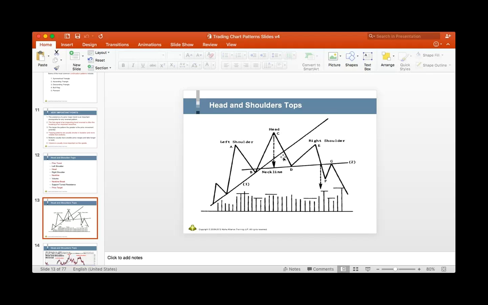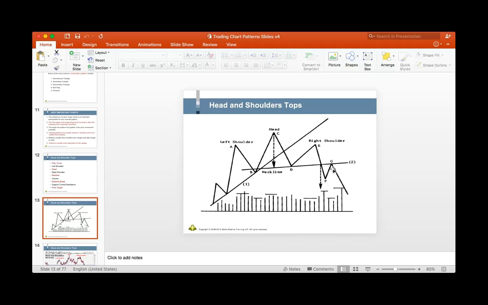top. Next is the break of the neckline. This is what we call the neckline. If there is a break of the neckline, this is a confirmation that the whole pattern has formed. The head and shoulder pattern has formed. For support and resistance, the previous support, B and D, becomes the resistance at G. They become resistance over here at G. And the last one is the price target.